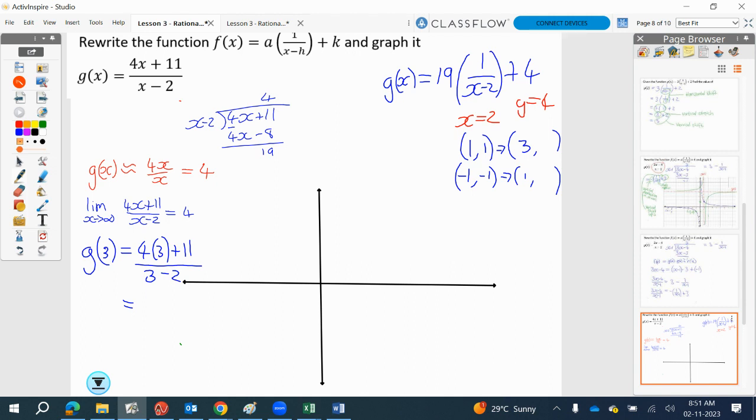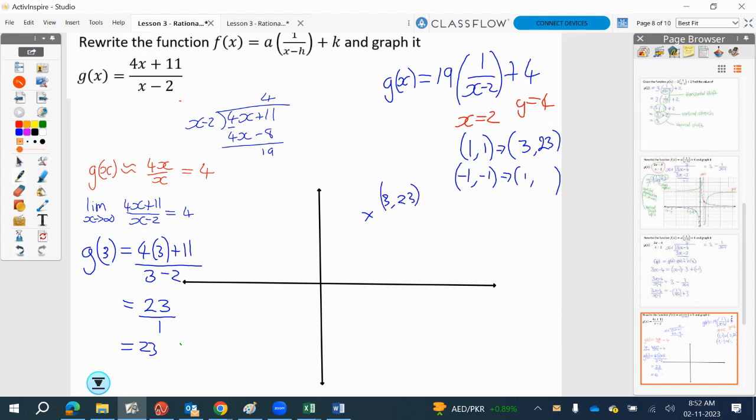What's 4 times 3, plus 11, divided by 1? So it's going to go through 3, 23. So we'll plot that point. It's up here. I need a bit more space. So plot the point here, 3, 23.